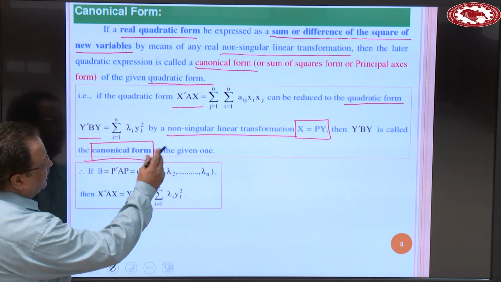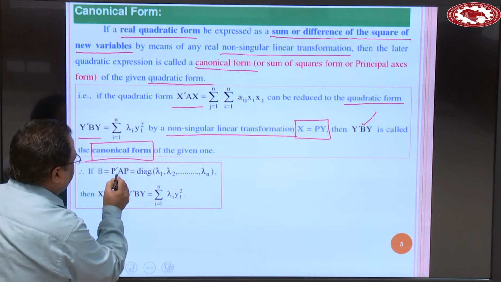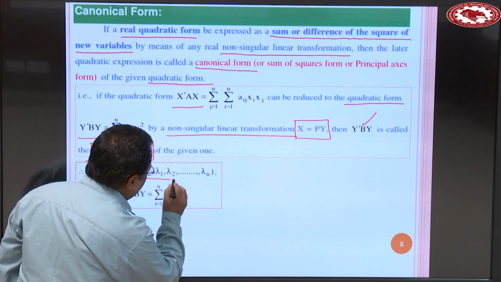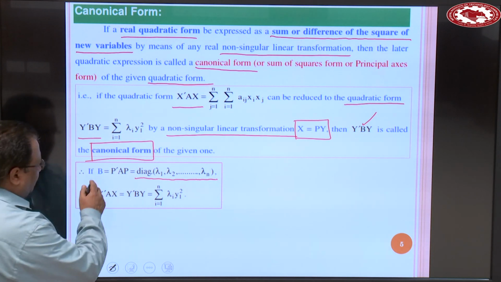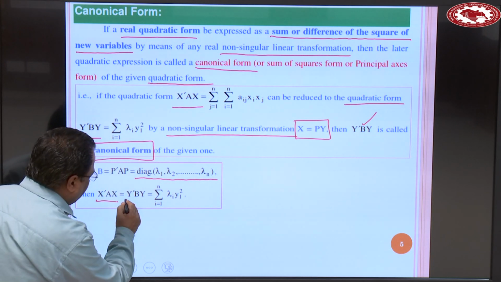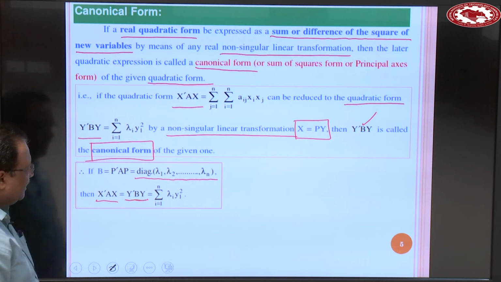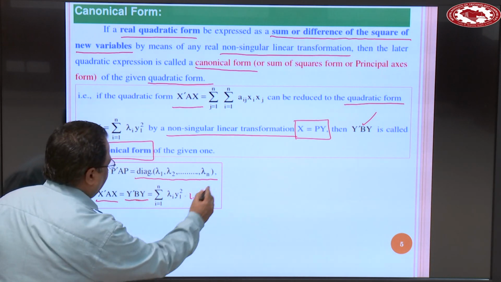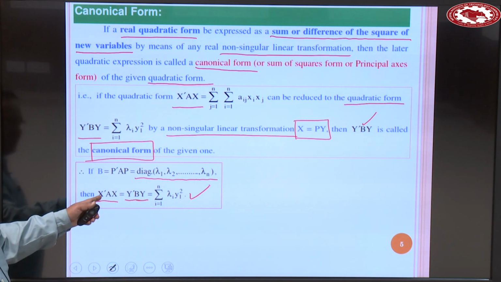And this b is p dash ap, and that one is diagonal lambda 1, lambda 2 and so on up to lambda n. So b is equal to p dash ap. Then x dash ax is equal to y dash by, and that one is equal to summation lambda i yi square. So this one is the canonical form, this one is the quadratic form.